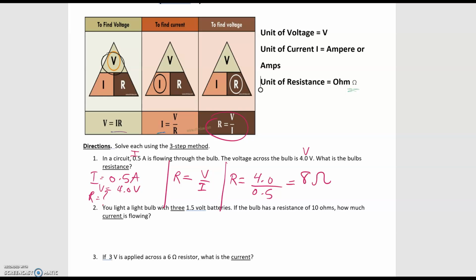So it's very simple. I decided to go ahead and give you all the formulas here so that it was easier to do these. Okay, and this is the symbol you can use for resistance, 8 ohms. Let's look at the next one.